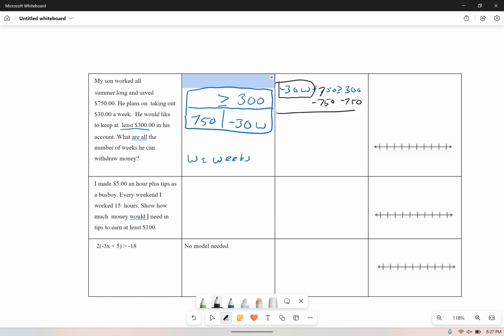Now, check this out. You might be like, wait a second, this looks a little bit weird. Now I have negative 30W is greater than or equal to negative 450, and you have to make sure you're paying attention to your signs. We have a positive and a negative, but the negative is greater than the positive, so we're going to subtract and keep it negative. So now I'm going to divide by a negative 30, and so W is going to be 15, but the direction of my inequality sign has to change. So the number of weeks he can take money out has to be less than or equal to 15.